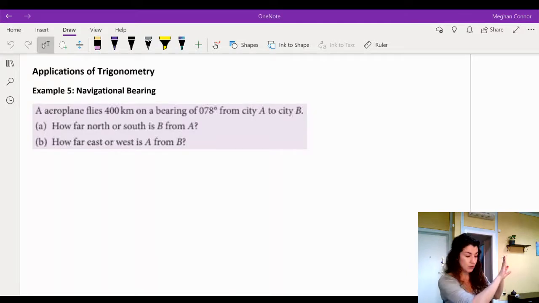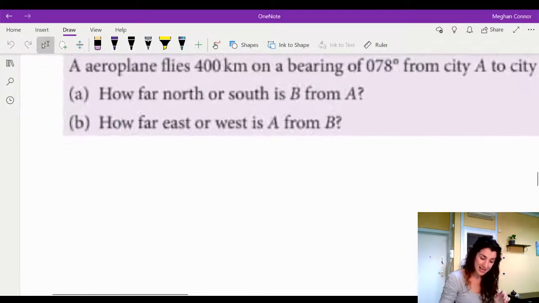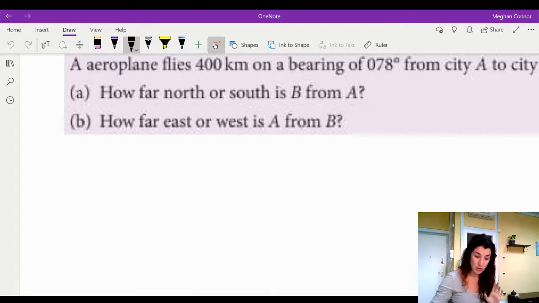So a 78-degree bearing, as we see in our example 5, is going to be something like that. The idea is that the plane started at true north, and then it turned at a 78-degree angle from north to go in its direction. And then we need to solve for pieces there. I'm going to draw a picture to help me understand with geometry. That's going to be a go-to for a lot of your problems.